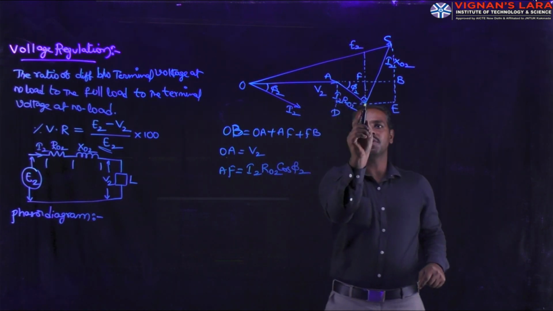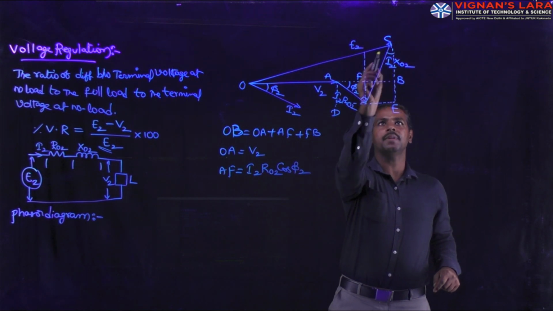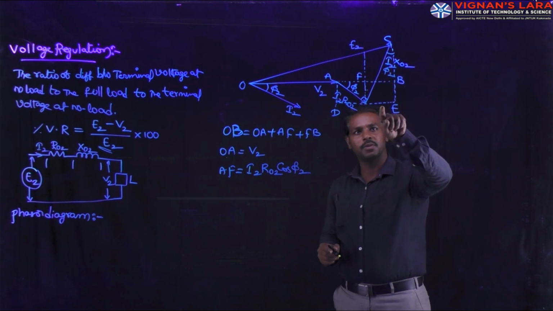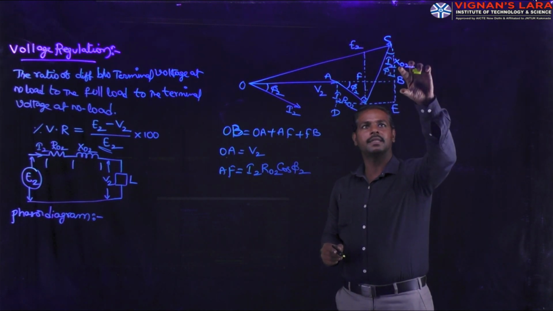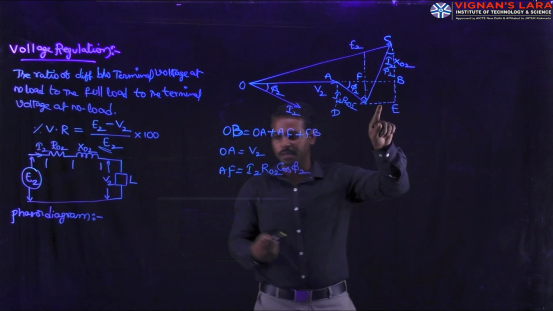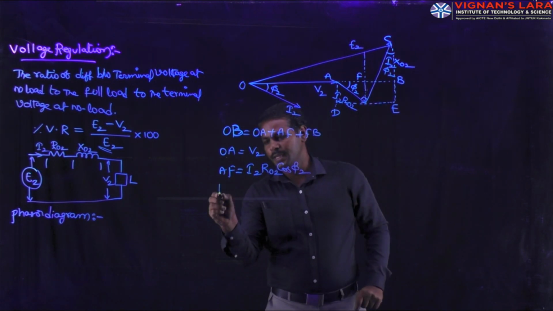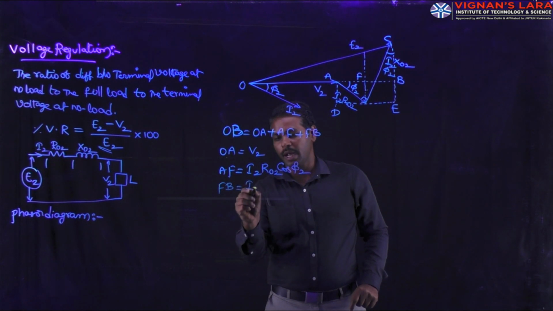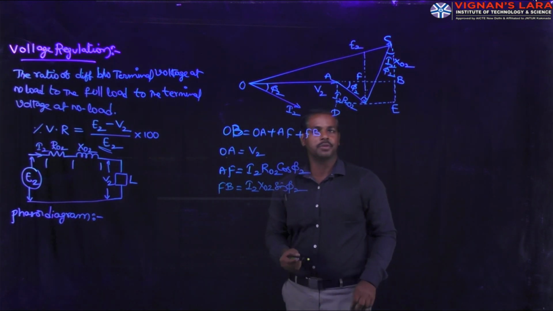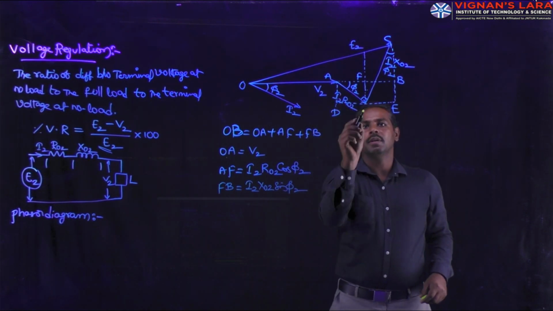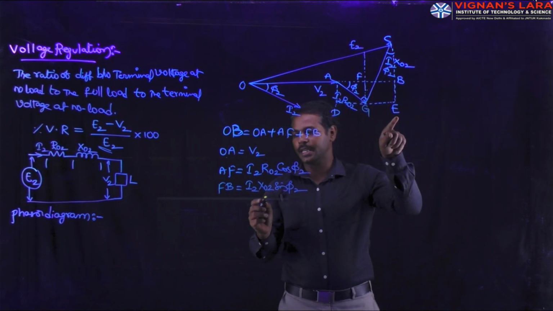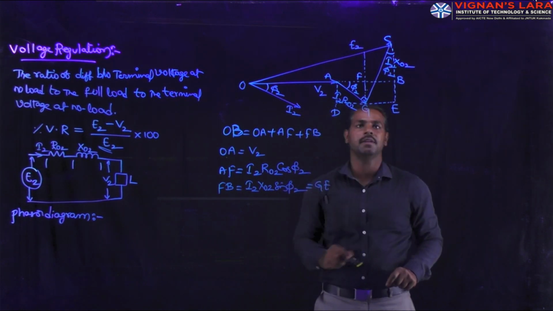Another one: we can easily find this triangle. The angle between these two is also equal to phi 2. In this angle, which is equal to phi 2, we have the opposite side and the adjacent side. The opposite side is always calculated in terms of sine. So FB is equal to I2 X02 sin phi 2, which is also equal to GE.